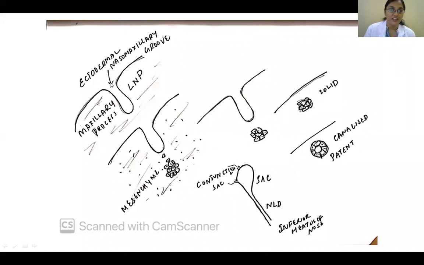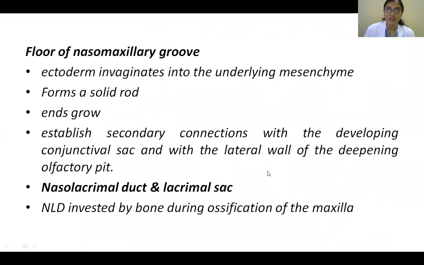So clear? Once again I'll repeat: the ectodermal nasomaxillary groove. This is the maxillary process, the lateral nasal process, and the groove, the ectodermal part. Then the cells separate and sink down into the mesenchyme, and they form a solid rod that starts growing towards the eye and then towards the nose. So it communicates with the conjunctival sac, and cranially it expands to form the lacrimal sac. The nasolacrimal rod which has formed cranially expands to form the sac, and below it is the duct. This duct is solid initially and later it gets canalized. Okay, so the same thing I've written.